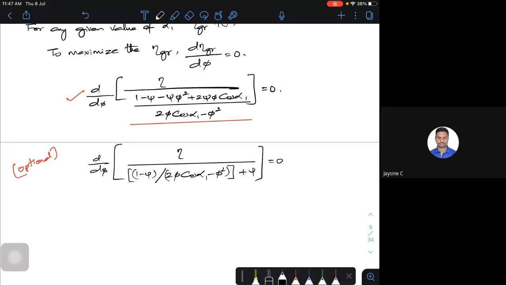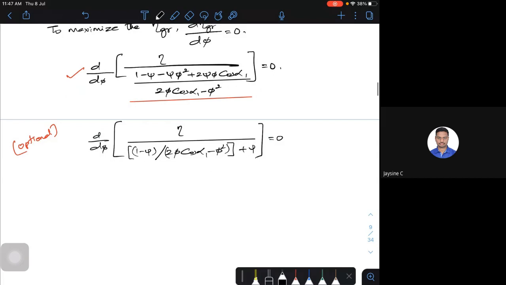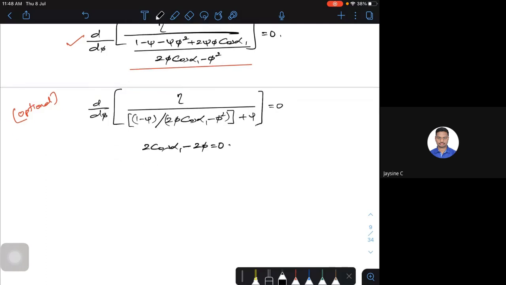If you differentiate this, I'm going to get only the numerator of it. So I'm going to get 2 cos alpha 1 minus, phi square differentiation is 2 phi, is equal to 0. Or I can write cos alpha 1 is equal to phi. This is your optimal value.